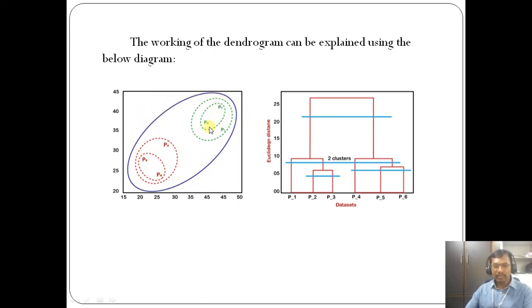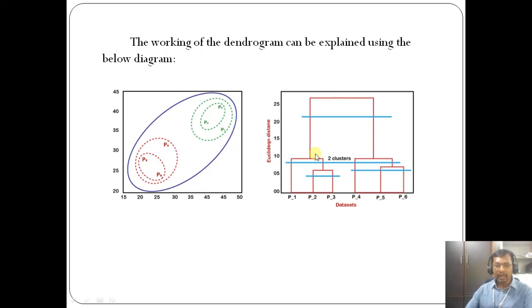From this we construct a dendrogram tree like this. If you observe the dendrogram tree, P2 and P3 are combined here, and after that the P2 P3 cluster is combined with P1. This is the second cluster. After that P5 and P6 are combined as a single cluster, and P4 with P5 P6 is combined as a single cluster. So in total we have two clusters here, this one and this one. Finally we merge these two clusters into a single cluster. This is our dendrogram tree.